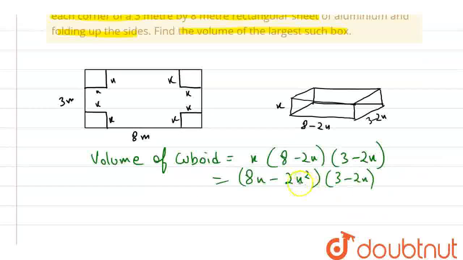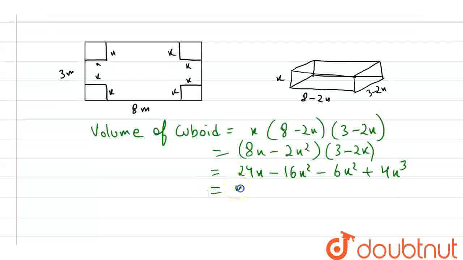Now multiplying this by x, we get 24x, this minus 16x square, and this is minus 6x square, and this plus 4x cube. So it comes 4x cube, this comes minus 22x square, and this plus 24x.